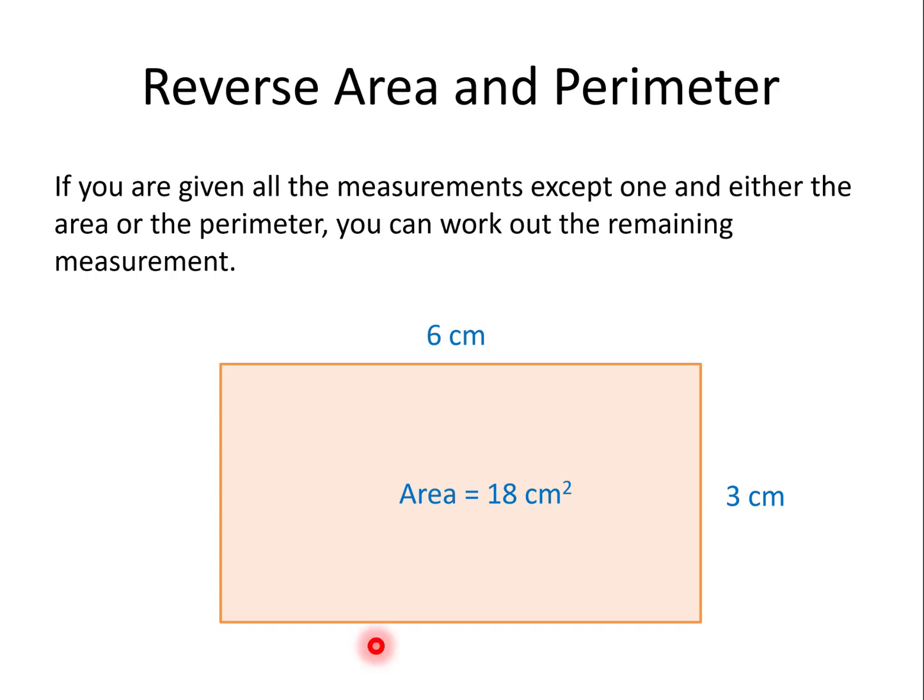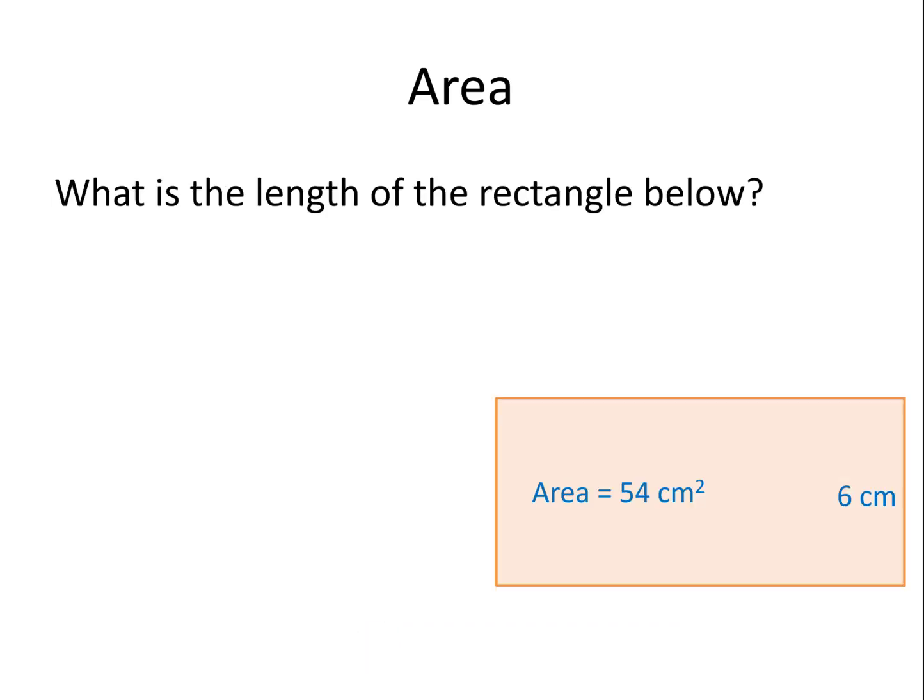Let's have a look at an example. What is the length of the rectangle below? We start by writing the formula. Area equals length times width. I can then write in the numbers that I know. I can substitute in the numbers, and I have 54 equals L times 6.